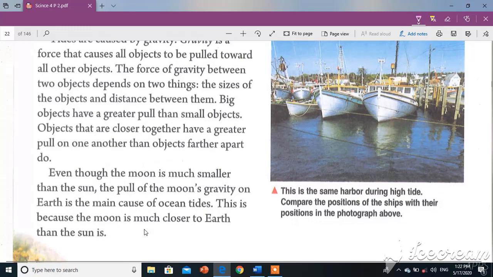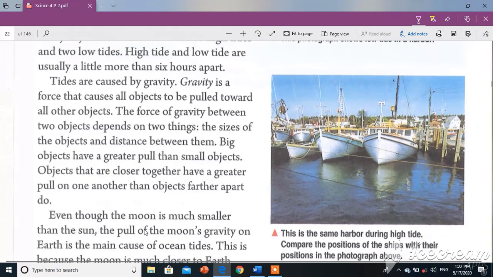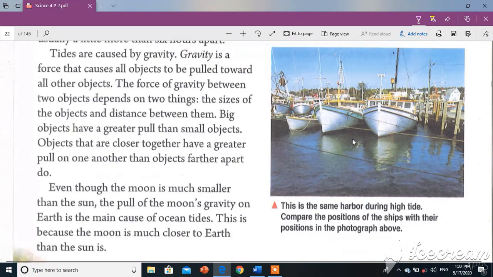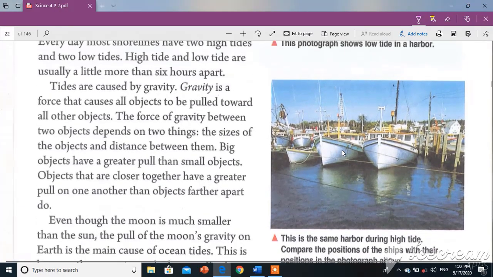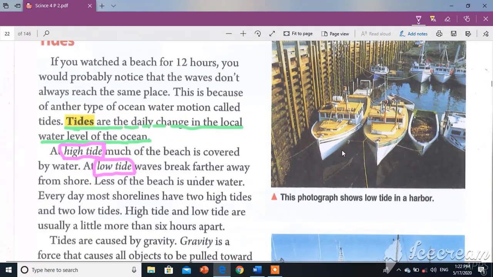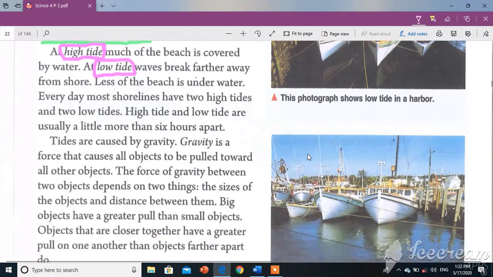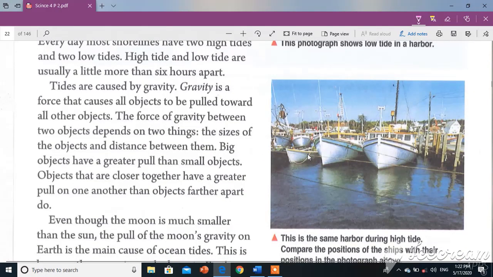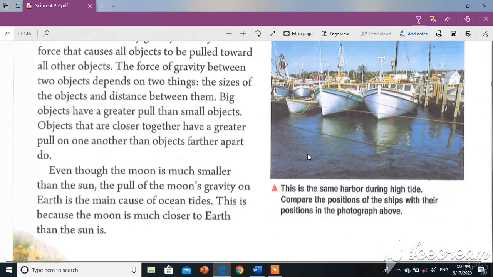Tides, as we said, are of two types, high tides and low tides. Look at this picture, please, and this picture. This is the same harbor. This photograph shows low tide in a harbor. Look, the level of water falls during the low tide. After 6 hours, the level of water rises. This is the same harbor after 6 hours during high tide. Compare the position of the ship with its position in the photograph above.